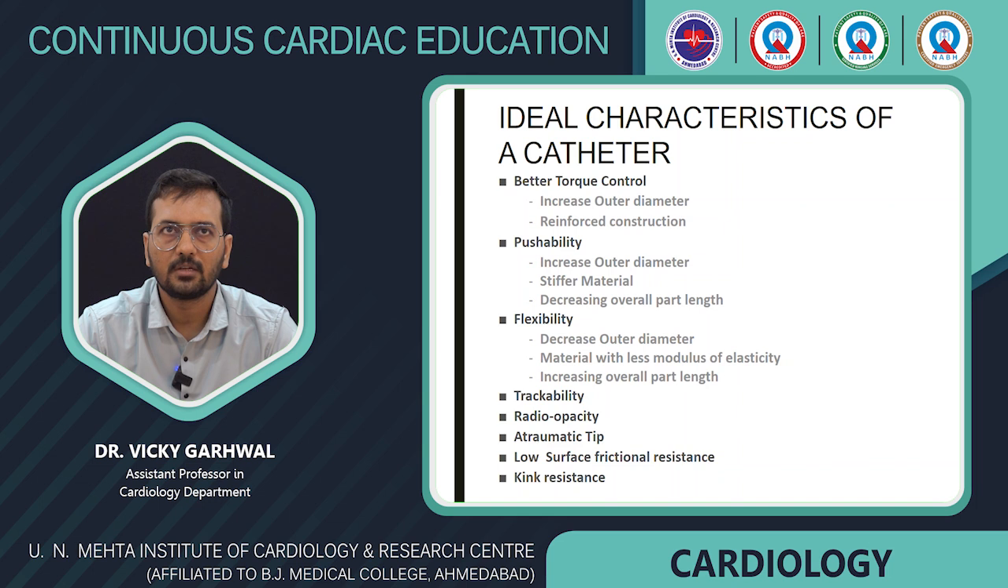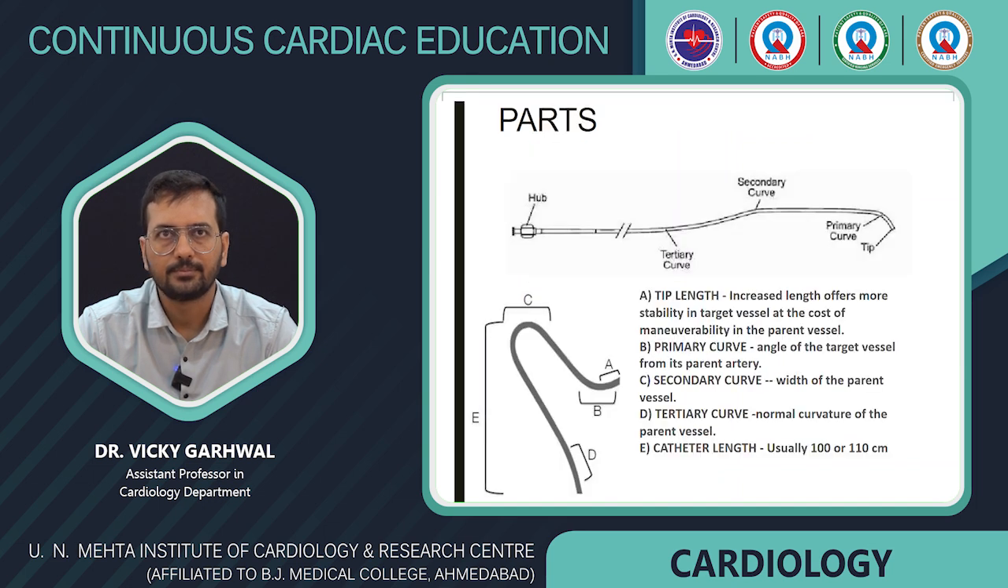Ideal characteristics of a catheter: it should be torqueable, pushable and flexible. It should be trackable and should have an atraumatic tip, low surface frictional resistance, and be kink resistant. Torqueability is increased by increasing the outer diameter and more reinforced construction. By increasing the outer diameter, using stiffer material, and decreasing the overall length, we can increase pushability. Flexibility of a catheter is increased by decreasing the outer diameter and increasing the overall length.